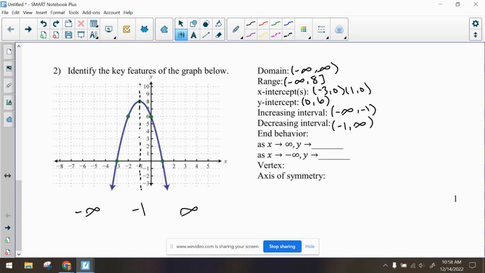End behavior describes what's happening at the endpoints. As x approaches infinity means I look at the right side, which is going down. As x approaches negative infinity, that means what happens on the left side. My left side is also going down. My vertex represents either the minimum or maximum point of my quadratic. In this case, the vertex is negative 1, 8. Axis of symmetry always starts with x equals, and then whatever we filled in for the x value of the vertex is what we fill in for axis of symmetry.